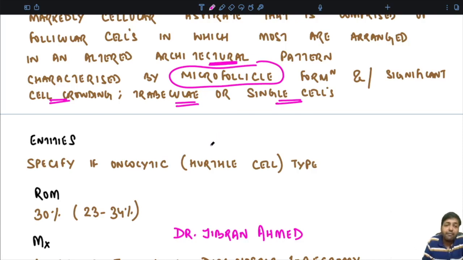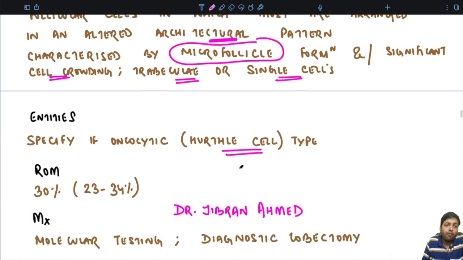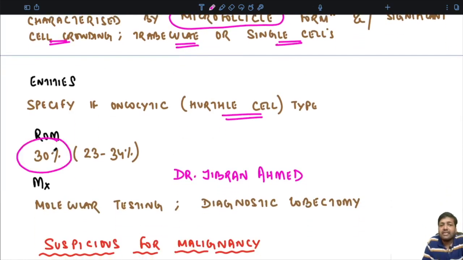Remember, if oncocytic changes are there, you have to label it as Hurthle cell type. What is the ROM? It is 30%. The range is 23 to 34%. Now the management, what is the management that you are going to give? Okay, the management is either you go for molecular testing. In addition to that, you can go for diagnostic lobectomy.